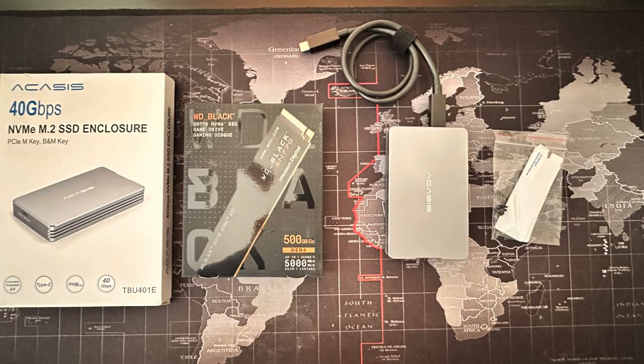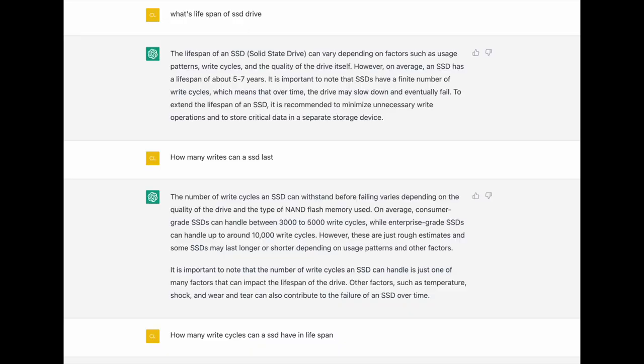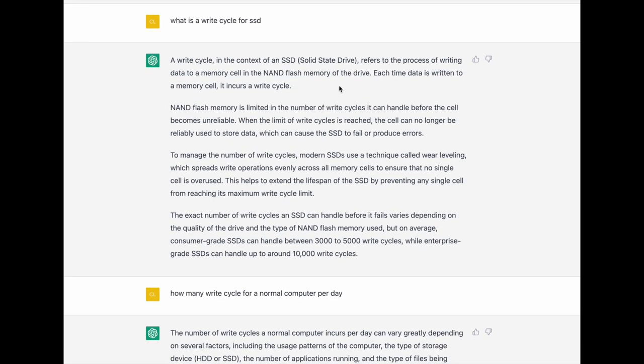But that's not all. As with everything else, the SSD drive also has a lifespan. A quick search can show that an SSD has a lifespan of about 5 to 7 years. It's due to it having a finite number of write cycles, which means that over time, the drive may slow down and eventually fail. So what is a write cycle?